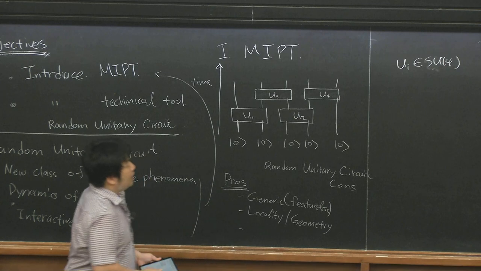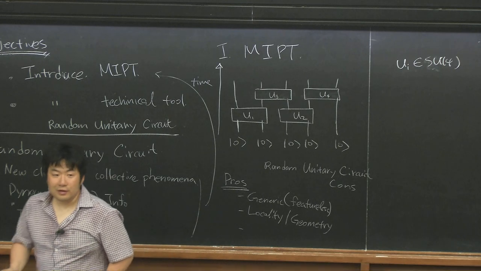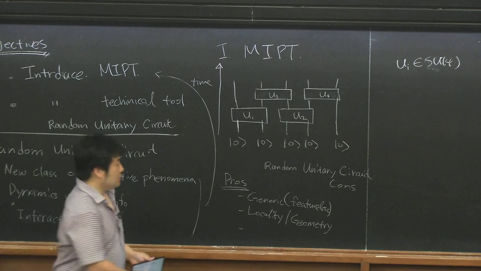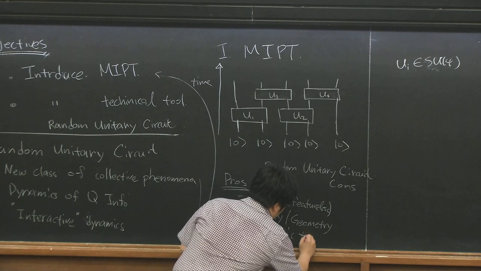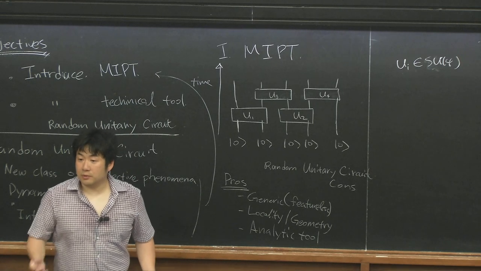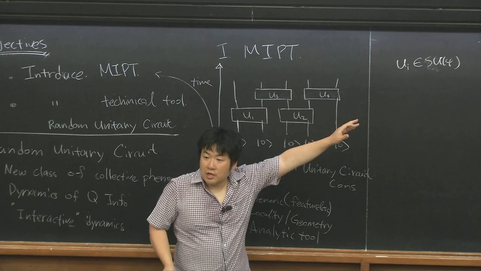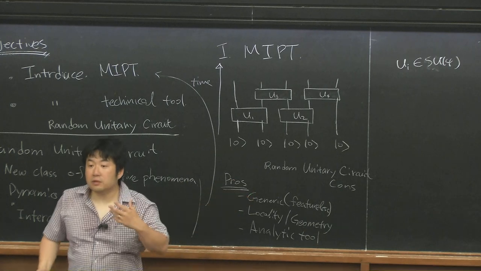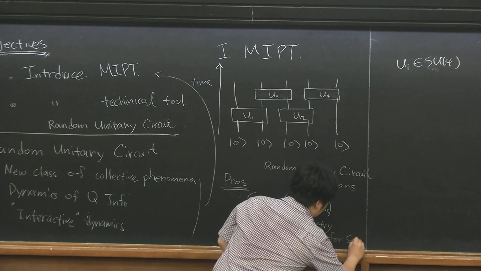And then there was a question about why we choose random. Because interestingly enough, if you choose randomly, we can solve this problem analytically. So we do have an analytical tool. But this analytical tool only applies to the statistical properties, the ensemble properties. We cannot talk about the quantum dynamics for an individual instance of unitaries, but we can analyze the properties averaged over all unitaries, or typical behaviors of unitaries. So we can have an analytical tool for statistical properties.